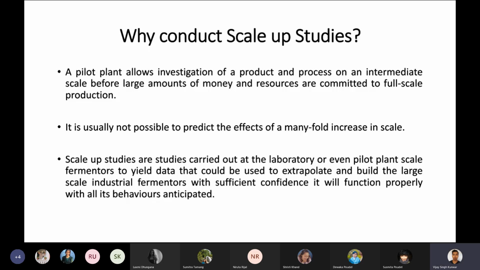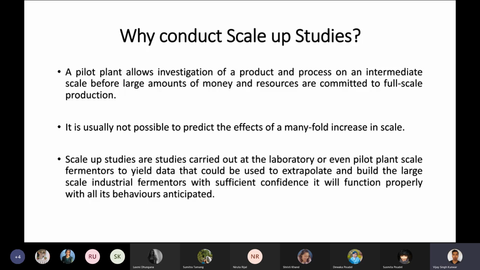Cooking for 5 people and cooking for 5,000 people is a different league. It's a separate league. So similarly is the case for the pilot studies. Scale-up studies are the studies carried out in the laboratory or even pilot-scale fermenters to yield data that could be used to extrapolate and build the large-scale fermenters with sufficient confidence that it will function properly with all its behavior anticipated. Obviously, you would like to anticipate the behaviors at the large scale.